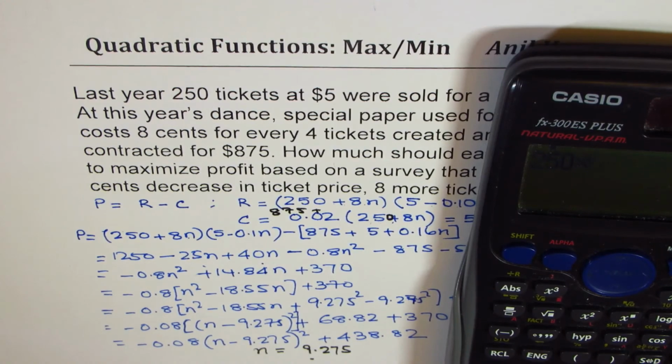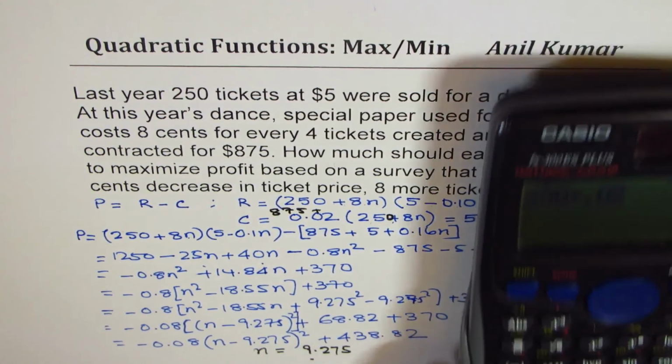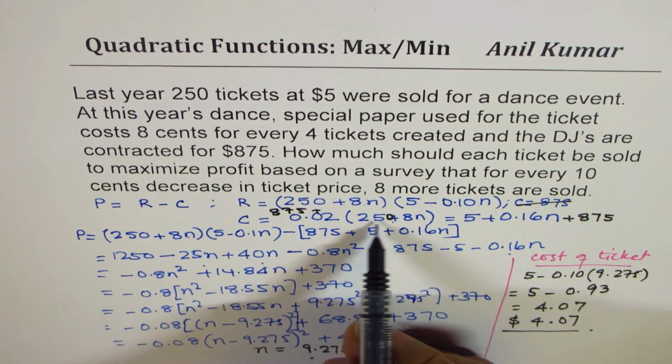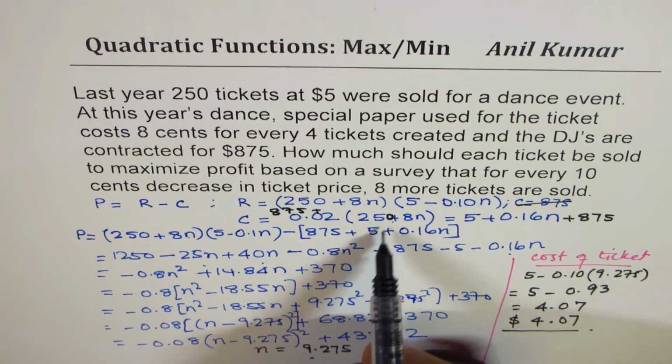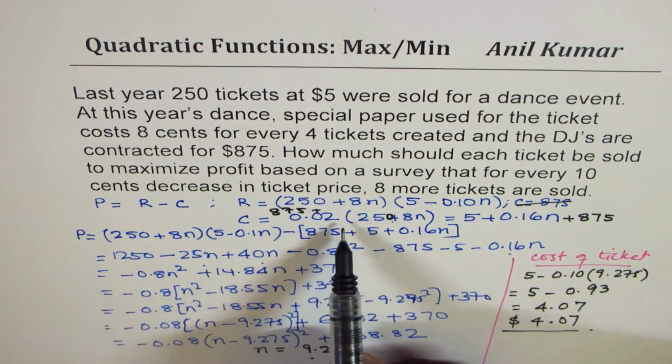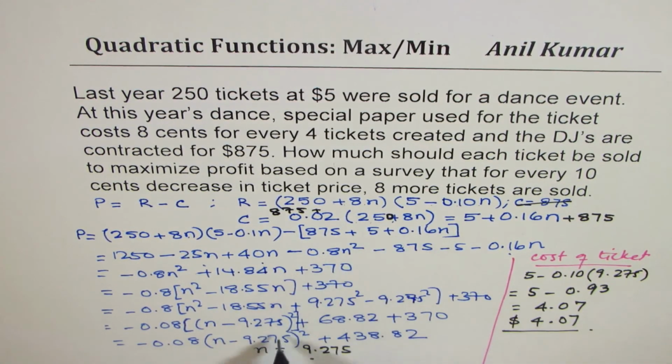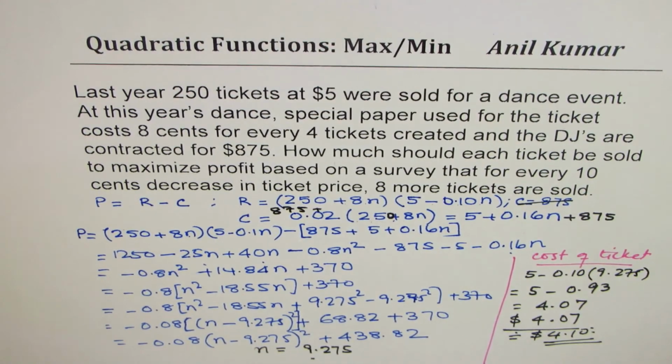250 times 0.02, I get 5. Okay, so that's good. So I got 5. So I calculated with 250 but wrote 25. So you get 5 cents. That's correct. So that is how you can get the cost factor. Profit is revenue take away cost, and then you have to complete the squares to get the value of n. N should be rounded. So it could have been rounded to 9, for example. In that case, we get $4.10. So you could round this to $4.10, right? So that will be our answer.